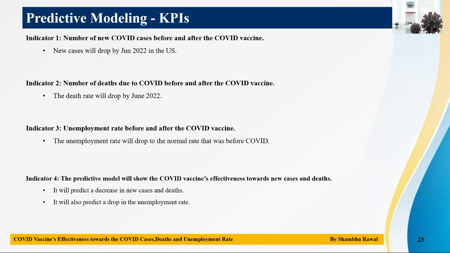These were the indicators, the KPIs. The gradient boosted model is the champion model. It has the lowest root mean squared error, absolute error, relative error, and squared error compared to others. The model found the highest correlation between the dependent and independent variables. All the KPIs are analyzed. We can see the number of new COVID cases has dropped. The new deaths and rates have dropped. The unemployment rate has dropped.